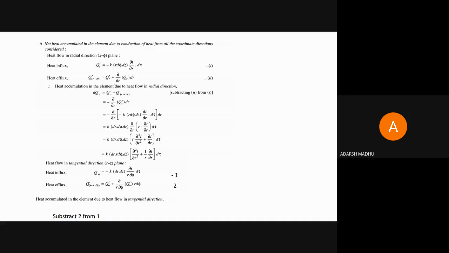So we take the other two sides as the area. So qr equals minus k into r d phi dz into dT by dr into d tau, as in the previous example. The heat efflux, that means the heat leaving, is defined as q at r plus dr. It is qr plus a fraction of it.